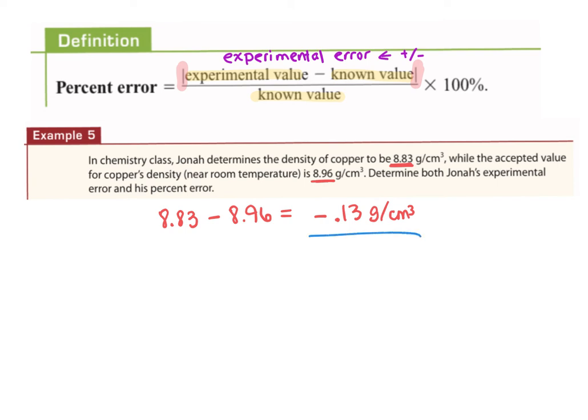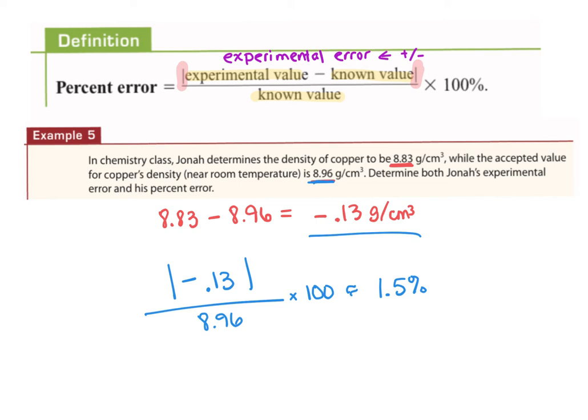So we're going to take the absolute value of negative 0.13, and we're going to divide it by the known amount, 8.96. And we do want that in percentage, so we're going to multiply that by 100 or move the decimal place. All right. And you should get 1.5%. They want 1 decimal place. So that means he was 1.5% off of where he thought he would be. They're not asking whether he was higher or lower. We know he was lower.